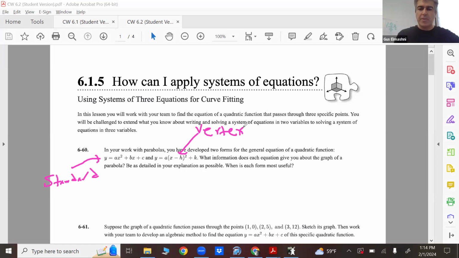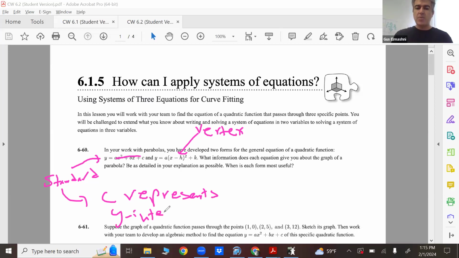What information does each equation give you about the graph of a parabola? Be as detailed in your explanation as possible. Okay, for standard form, what do you guys think c represents? What if you plug in 0 for x? What does y equal when you plug in 0 for x? The y-intercept, good. So c represents the y-intercept, because when you plug in 0 for x, ax squared and bx go away. Now in the vertex form, what do h and k represent? That's pretty obvious. We know that one, right? So you get two different things from each of those equations.